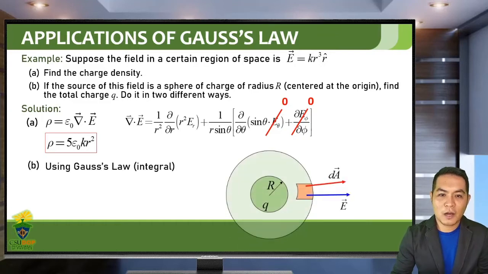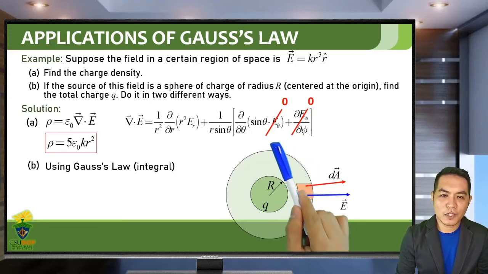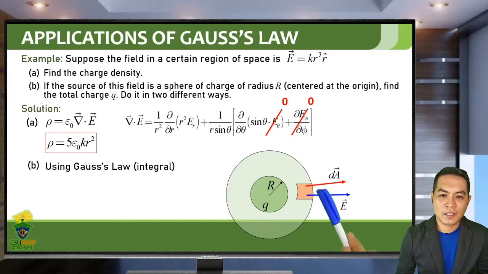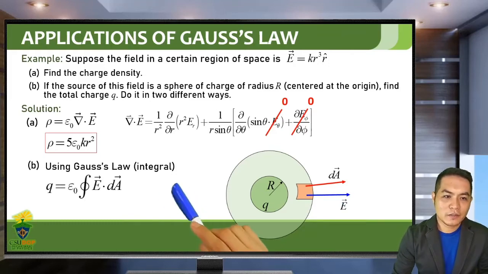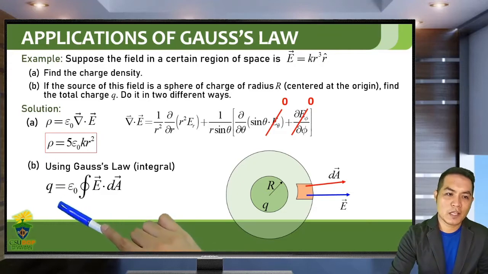this is our scenario. You have a total charge Q which is distributed in a sphere of charge of radius R. This is your Gaussian surface. This is your differential area. This is your electric field line. So using Gauss's law, E dot dA is equal to Q over epsilon naught. So you can just solve for Q.